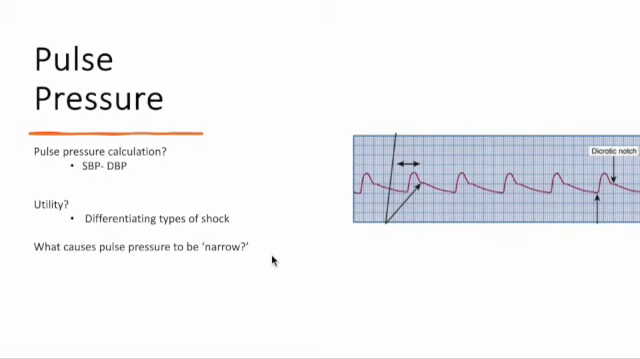A narrow pulse pressure is defined as a pulse pressure less than 25% of the systolic pressure. For example, if you had a systolic pressure of 100 and a diastolic pressure of 80, the pulse pressure would be 20, which would be 20% of the systolic pressure of 100. So this would be considered a narrow pulse pressure and should raise concern for cardiac issues such as cardiogenic shock, tamponade, or severe aortic stenosis.